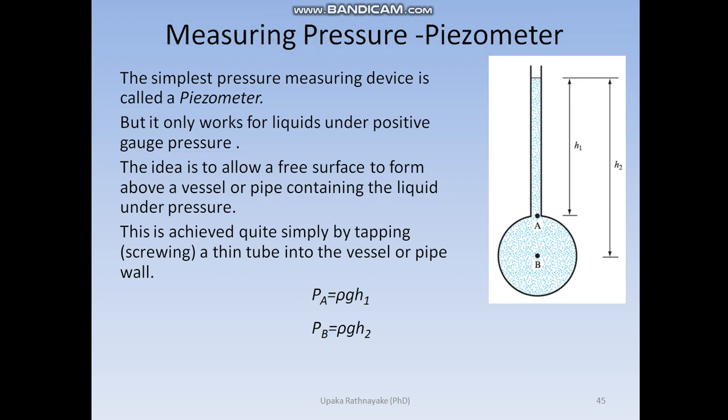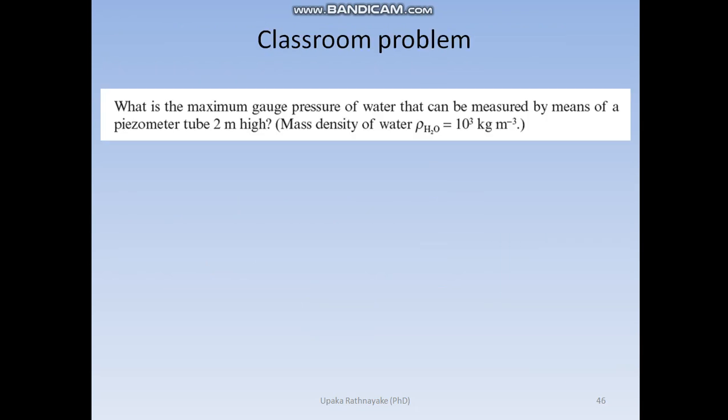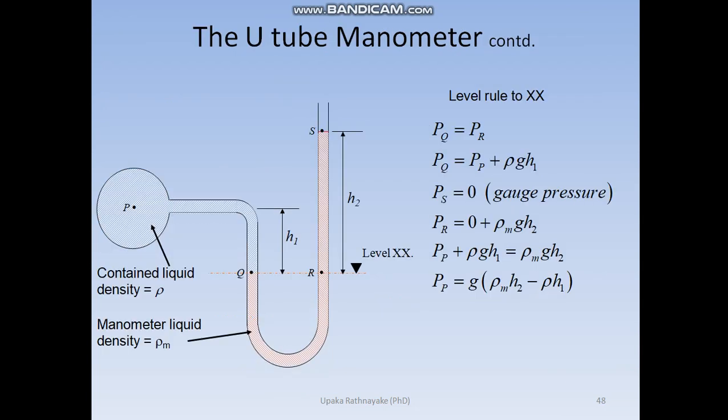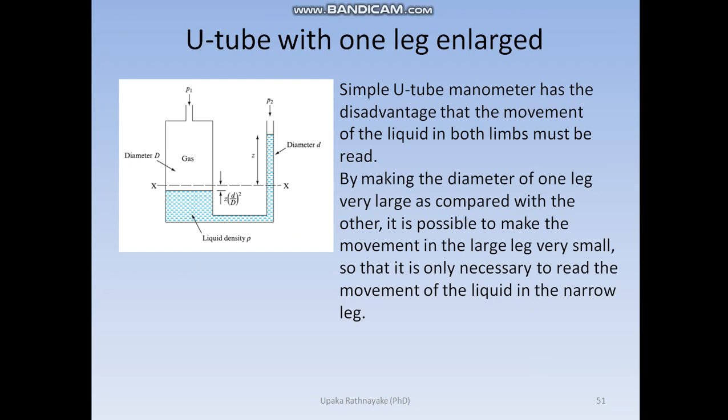You can use the level rule and the pressure variation with respect to the vertical axis in solving these simple manometers. Now when you have a simple manometer, you only have to look at the level rule and the pressure variation with respect to the vertical columns. Please try these examples.